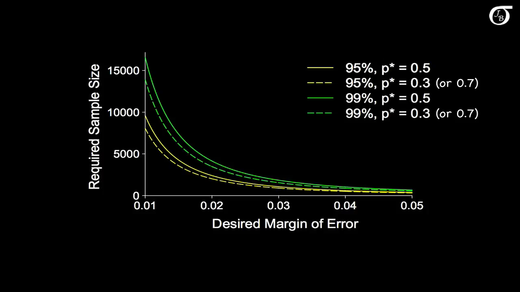Whatever the confidence level, the required sample size increases dramatically as the desired margin of error gets closer to zero. So in many practical situations, it may not be possible to pin down the value of p as precisely as we would like. And that's a brief introduction to sample size calculations for estimating a proportion.